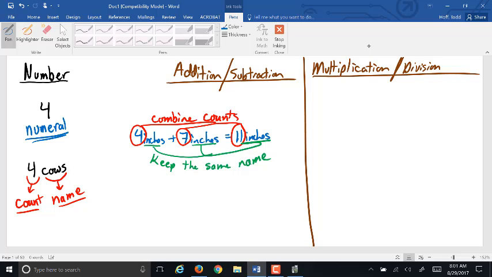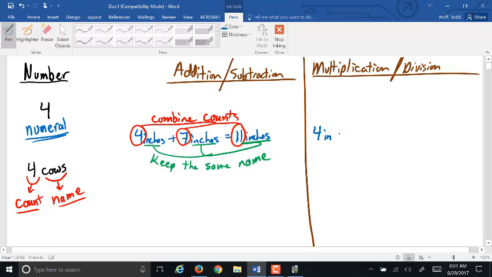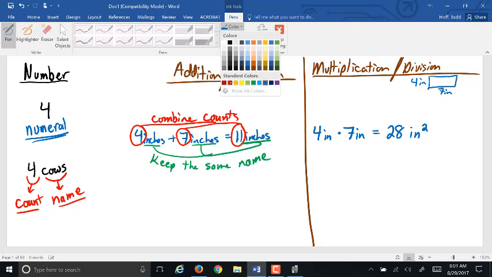Let's take a look at how it's different with multiplication. If I have my 4 inches times 7 inches, what do I get? 28. Not inches, but inches squared. If you think about it, if I'm multiplying 2 lengths like that, chances are I am looking at finding an area of 4 by 7.